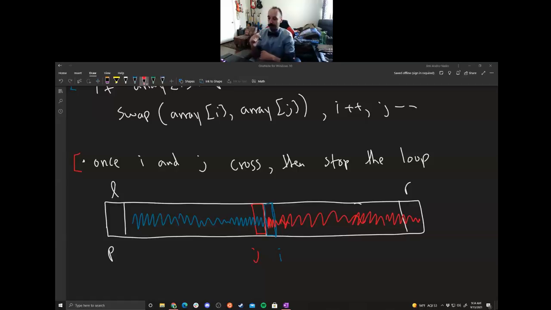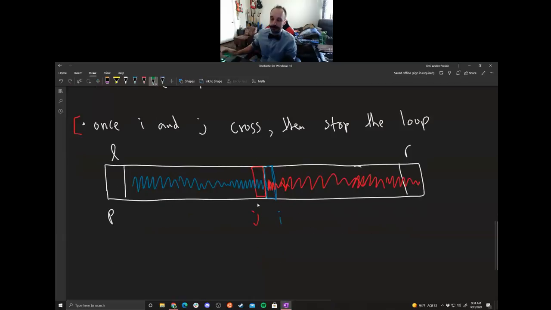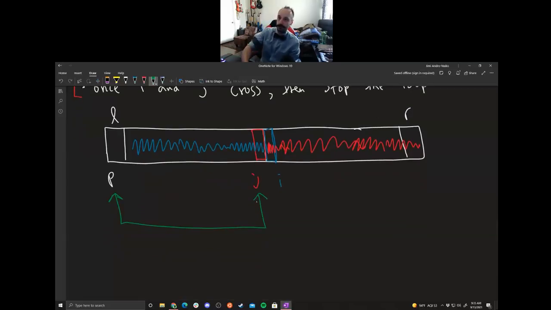So at some point, once the i's and the j's cross, everything to the left of i is smaller, and everything to the right of j is larger. So at this point we've broken this list into two pieces. Now we can definitely swap the pivot with whatever is in index j. So I'll write this note over here.